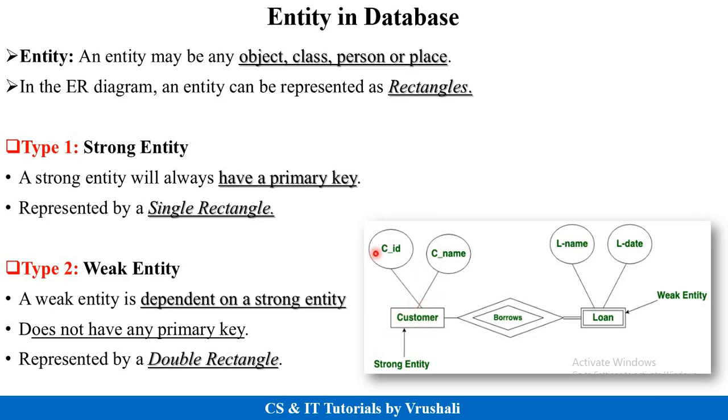Now customer has the attributes customer ID and customer name. Customer ID is a unique attribute, meaning the customer entity has its own primary key, which is called a strong entity, represented by a single rectangle. Customer borrows loan. Loan has the attributes loan name and loan date. They don't have their own unique attribute or primary key. So the loan entity depends on the customer entity. That's why the loan entity is called a weak entity set, which is represented by a double rectangle.